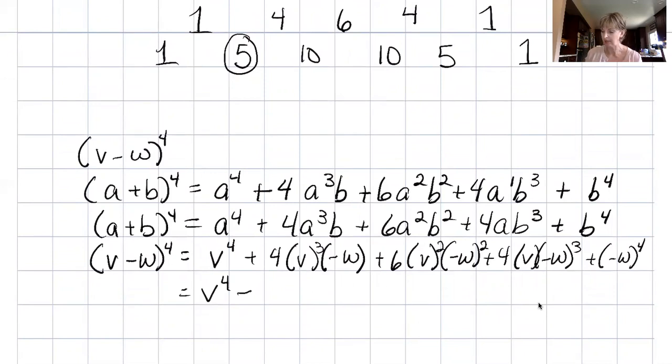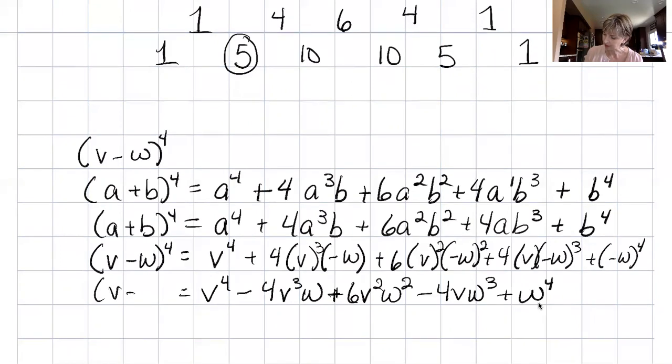Okay, so v to the fourth is the same, but right here I've got a negative w times 4v cubed. So that's going to be negative 4v cubed w. The next one is negative w squared, so that's going to be positive w squared times 6v squared, w squared. The next one is negative w cubed, so that's going to be a negative w cubed, resulting in negative 4vw cubed. And the next one is positive because it's to the fourth power.